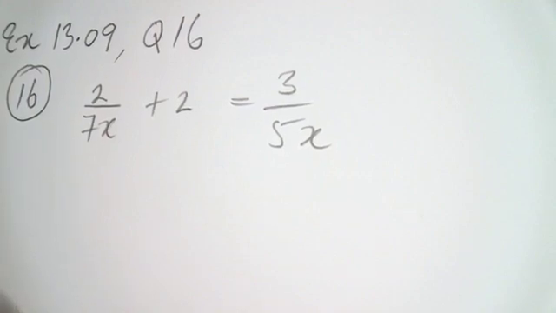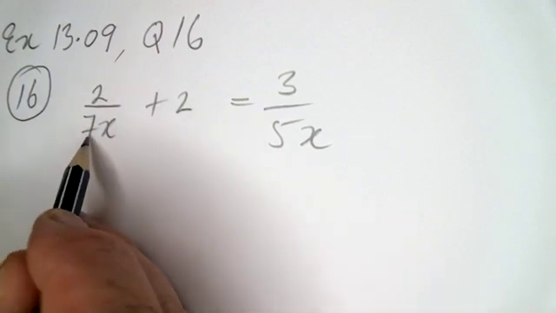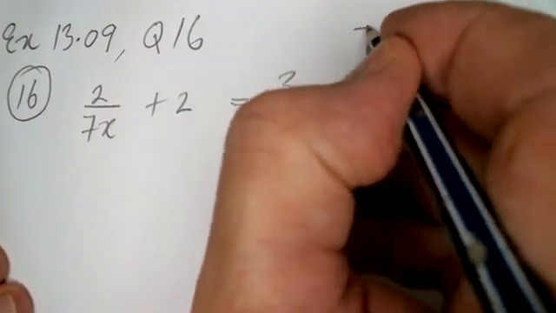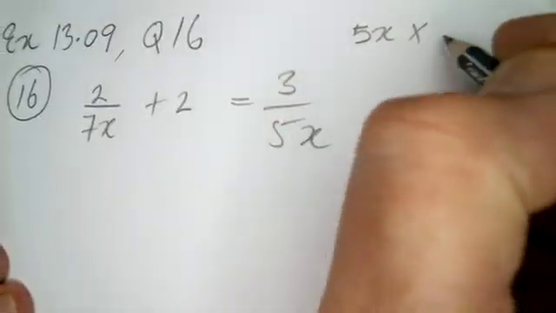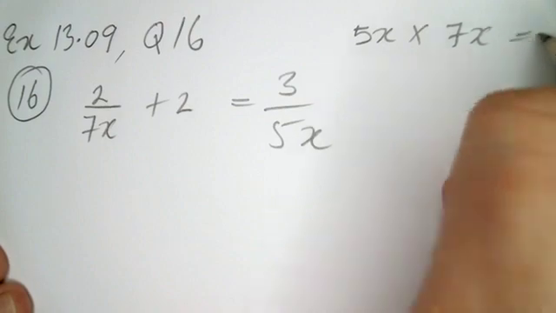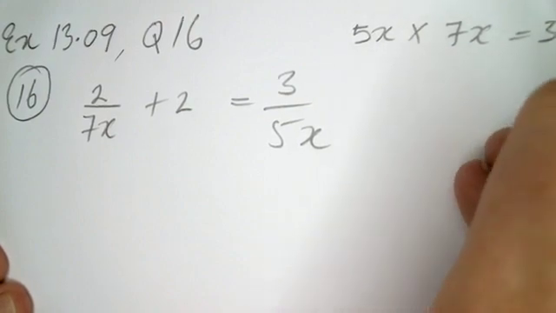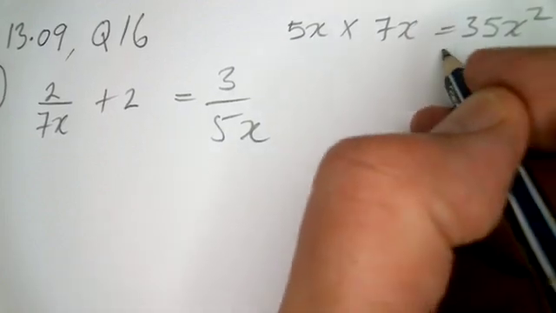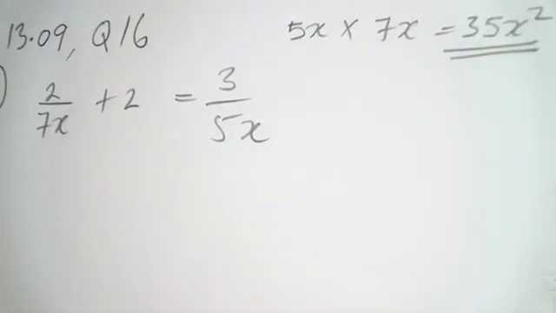Nice and straightforward, nice and simple. So all we do is we say, what's common? Well, there's the denominator, there's the denominator. If we multiply the denominators, in other words, if we take 5x and we multiply it by 7x, we end up with 35x squared. So really all we're doing is multiplying everything by 35x squared, the common denominator. Well, let's do that now.